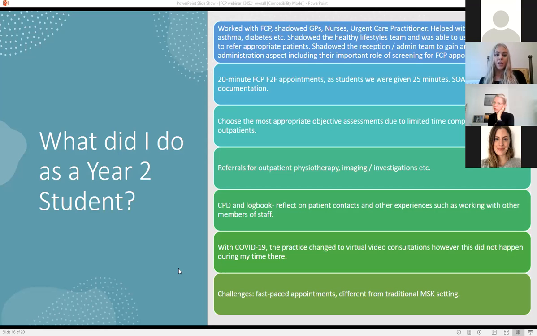In terms of the challenges that I faced during the placement, I've mentioned a few times it's quite different from the traditional MSK setting. So you have far shorter appointment times, less time to explore different assessments and things like that. So it was really fast paced, and it was really trying to get used to that during the time. I was there for 4 weeks. So it gave me just enough time to get used to the fast-paced environment of the FCP role, and it really helped me to explore and to be more confident in choosing assessments and things like that. So that's what I did on my placement.